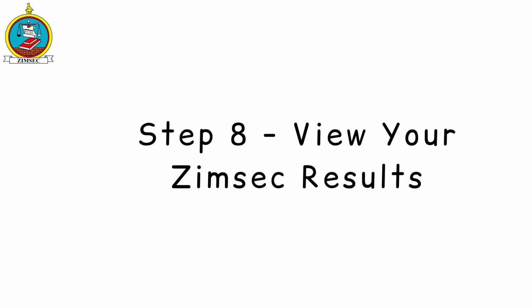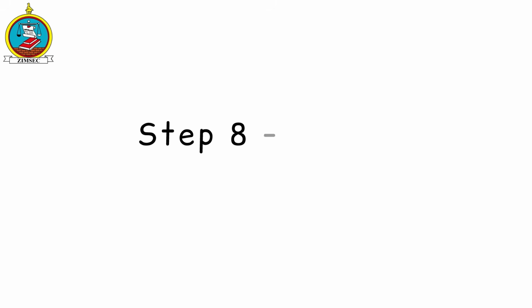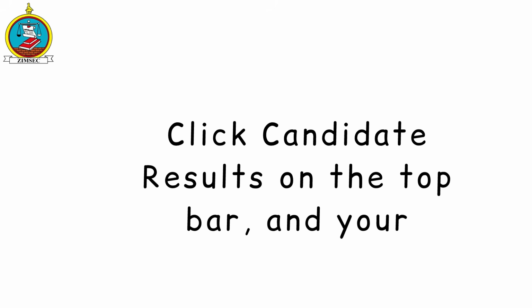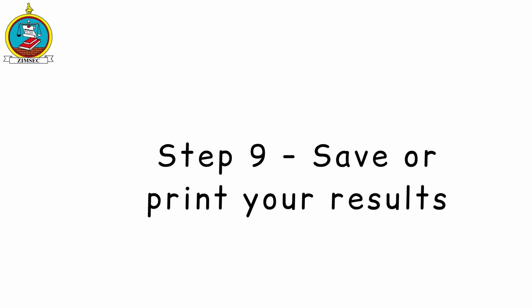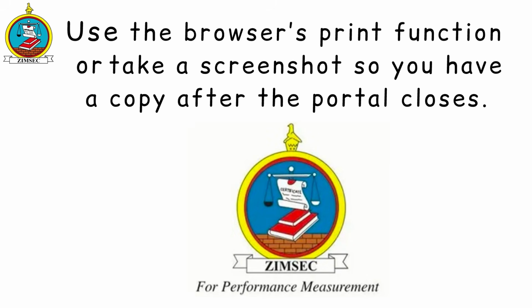Step 8, view your ZIMSEC results. Click the candidate results on the top bar, and your grade 7 results will be displayed on the screen, and voila, you have your results. Save or print your results. Use the browser's print function or take a screenshot so you have a copy after the portal closes.